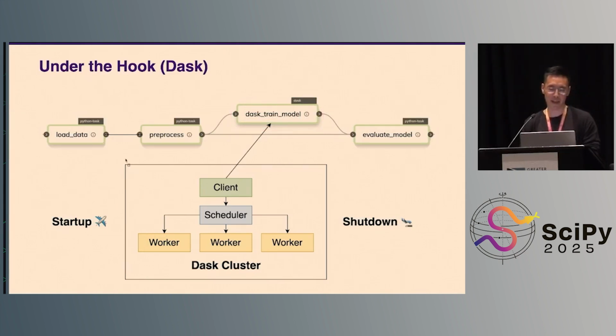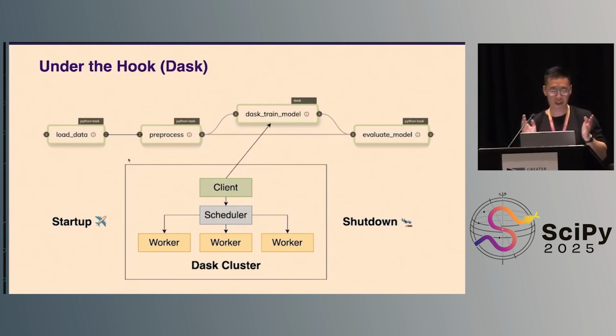It starts up a Dask cluster. It runs the computation that the node describes in the body of that function. After it's done, it spins it back down, so there's no Dask cluster anymore, and then continues Flyte execution afterwards.